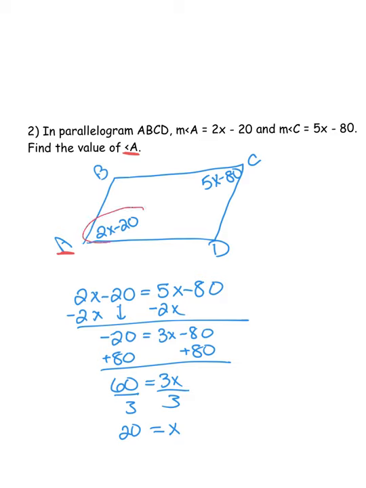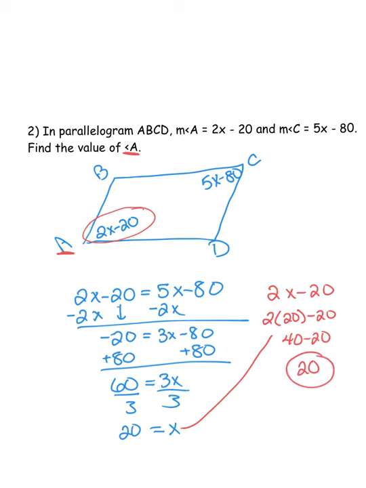So angle A is this. So I really want what 2x minus 20 is. So if I plug in my answer, my x, here I get 40 minus 20, and I do get 20. Again, make sure you go back and read.